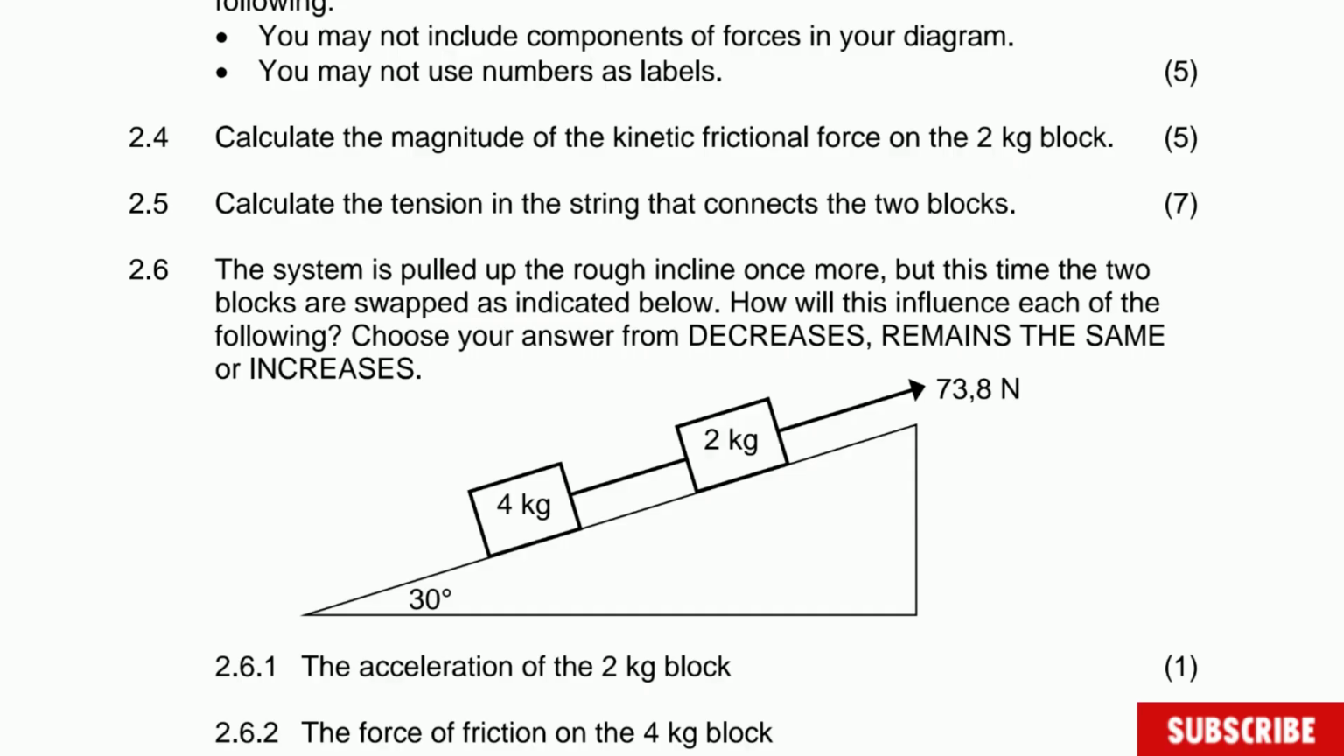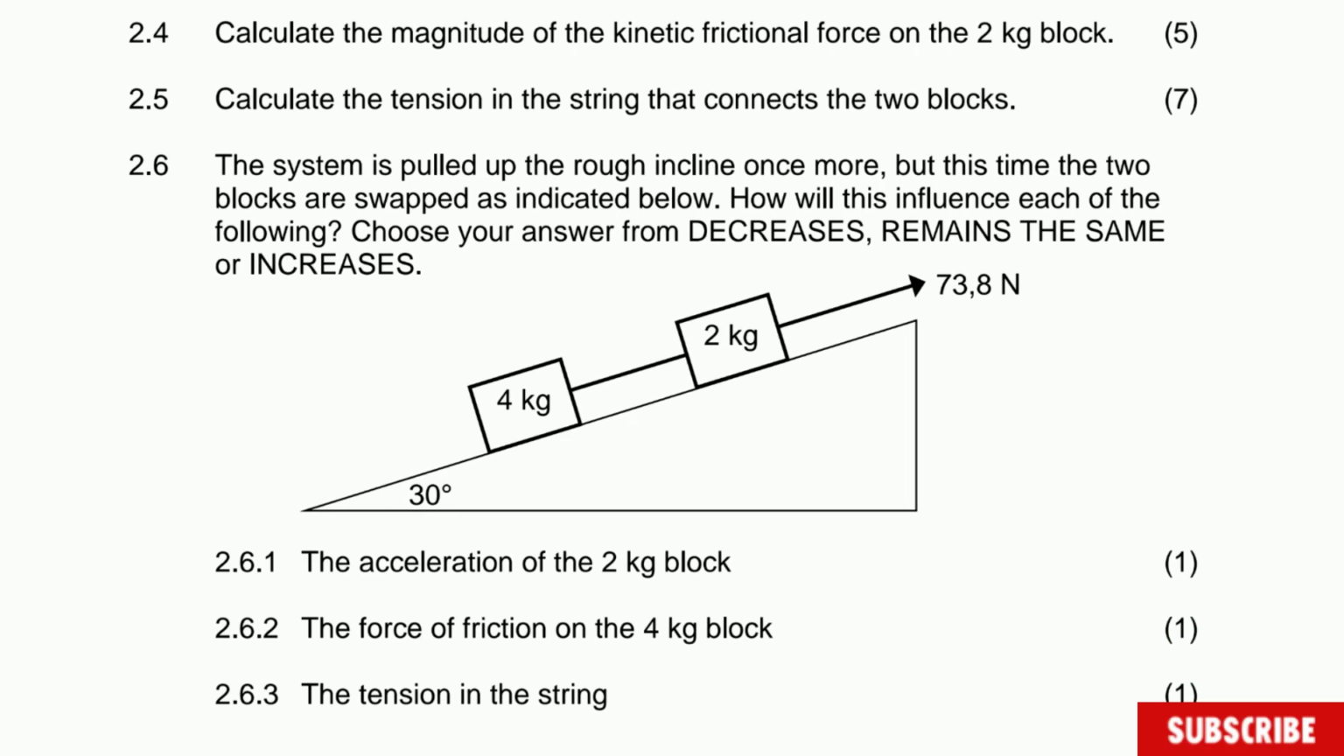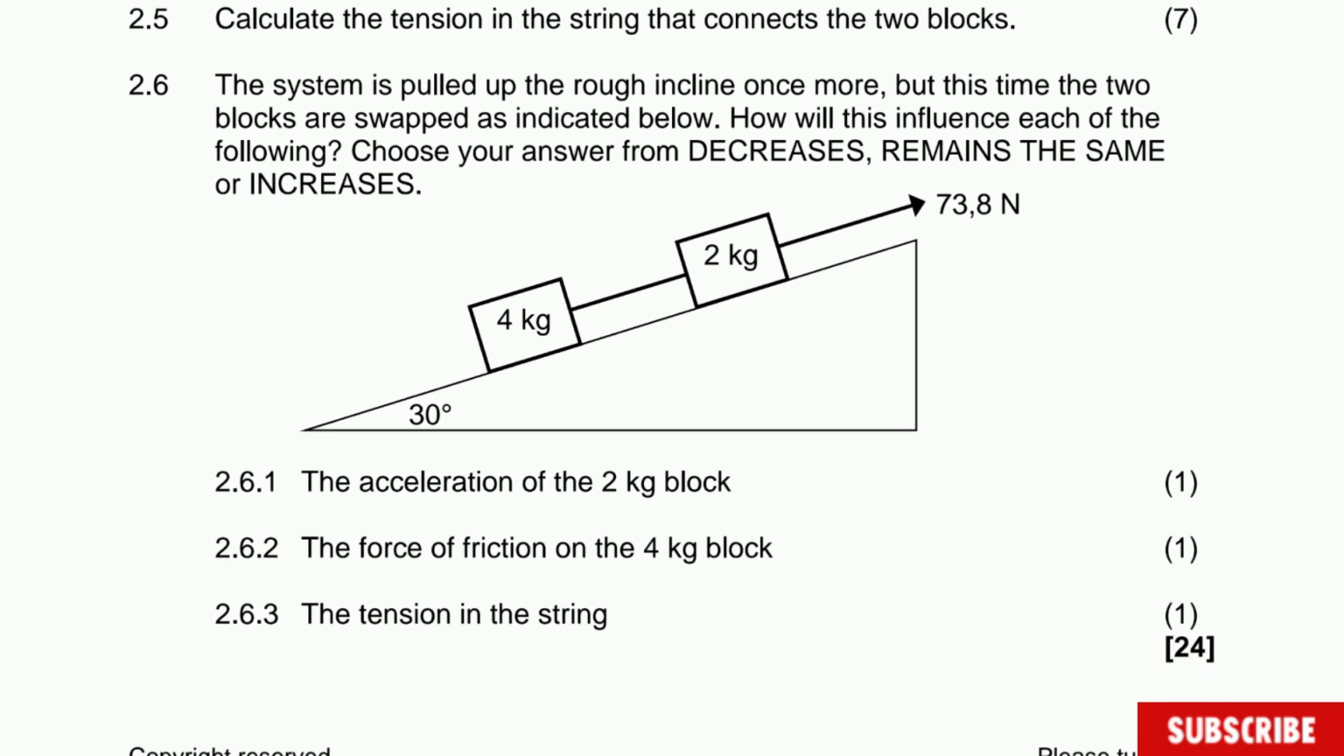Now, question 2.6 said, the system is pulled up the rough incline once more, but this time the two blocks are swapped as indicated below. How will this influence each of the following? Choose your answer from decrease, remain the same, or increase. The acceleration of the 2 kilogram block. Okay, if they swap the blocks and they pull with the same applied force, nothing will change in terms of acceleration. The acceleration will remain the same.